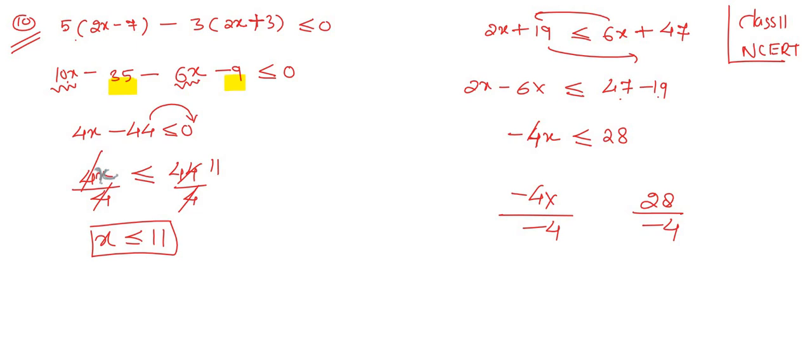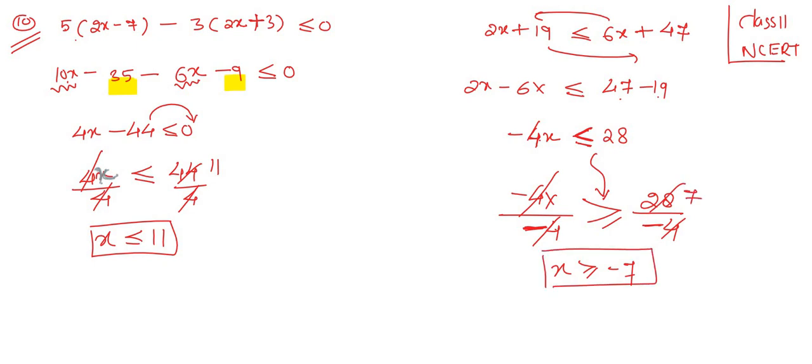In these types of inequality questions, whenever we divide by a negative number, what happens? You remember, everyone? The sign will change, and instead of less than, it will become greater than. And then x is more than or equal to, this is minus 7, correct? So I am getting this.